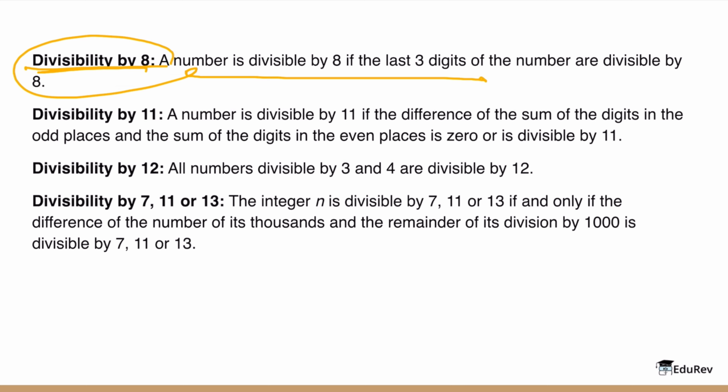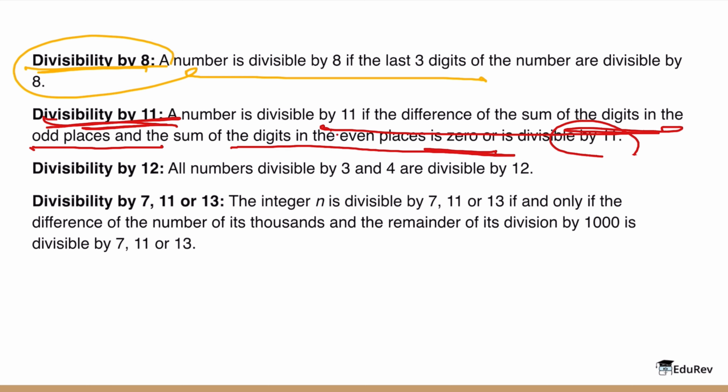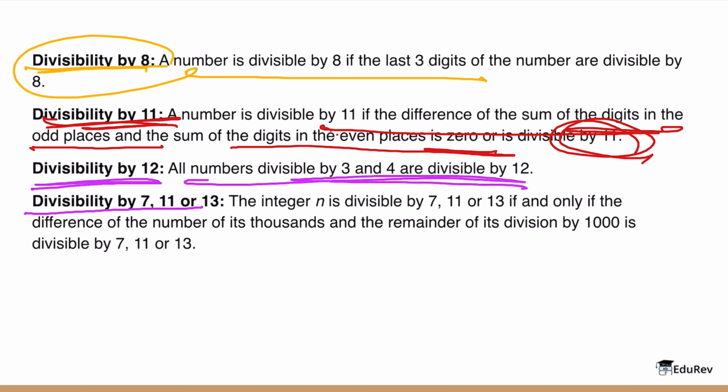Then what is the divisibility of 11? A number is divisible by 11 if the difference of the sum of digits in odd places and the sum of digits in even places is 0 or is divisible by 11. Then divisibility of 12. All the numbers which are divisible by 3 and 4 are divisible by 12. Then divisibility of 7, 11 and 13. The integer n is divisible by 7, 11 or 13 if and only if the difference of the number of its thousands and the remainder of its division by 1000 is divisible by 7, 11 or 13.